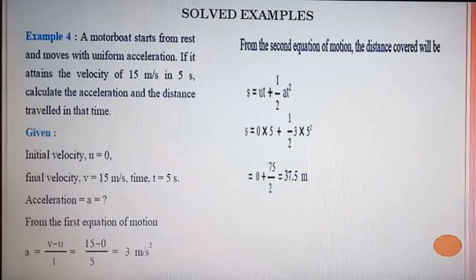Calculate acceleration. So a is equal to how much? From the first equation of motion, that is v is equal to u plus at, we rearrange it as a is equal to v minus u upon t. Substitute the values. What is v? 15 minus u, which is 0, upon time t, which is 5. So 15 minus 0 is 15, upon 5, that is 3 meters per second square.